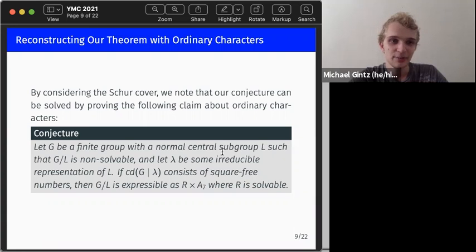Let G be a finite group with a normal central subgroup L such that G over L, which is the group we care about, is non-solvable. And let lambda be some irreducible representation of L. If CD of G pipe lambda consists of square free numbers, then G over L is expressible as some solvable group times the alternating group A7.